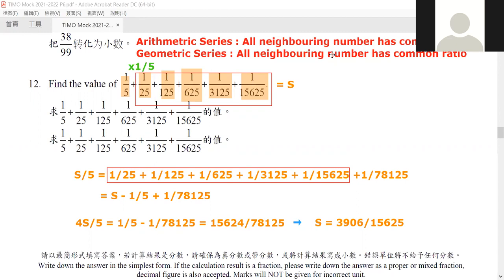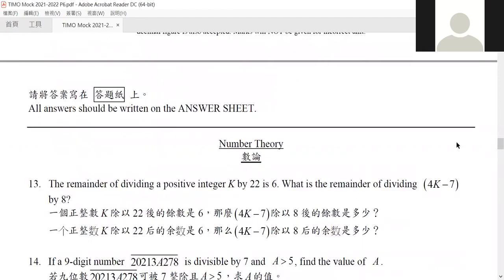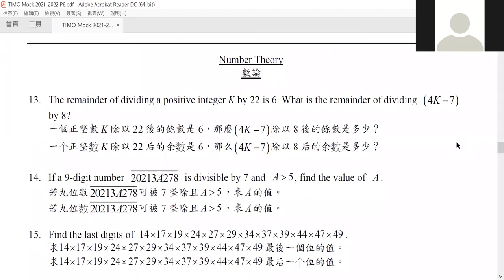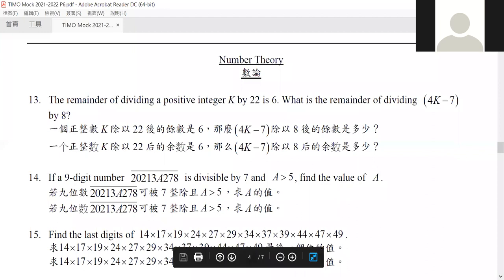So this is the end of part 2 of this paper. Is there any question? This is the end of part 2. If no, let's go to part 3. Number theory. The remainder when a positive integer K is divided by 22 is 6. What's the remainder when 4K minus 7 is divided by 8?